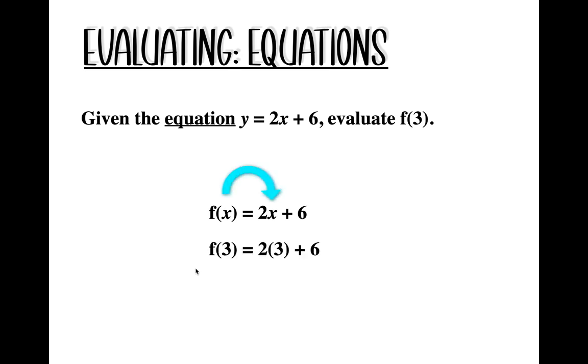To find f of 3, what we do is we replace the x with 3. So I'm going to do that same thing in the equation. Take out the x and replace it with 3. Then I can simply evaluate this. I say 2 times 3 is 6, plus 6 is 12. So f of 3 equals 12. So again, I took the equation, I took out x, I replaced it with 3.